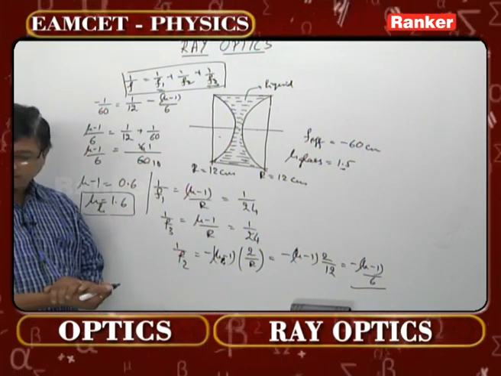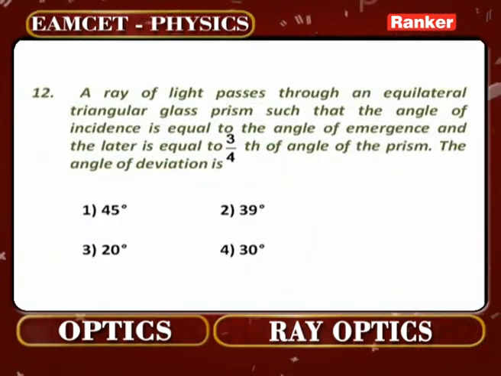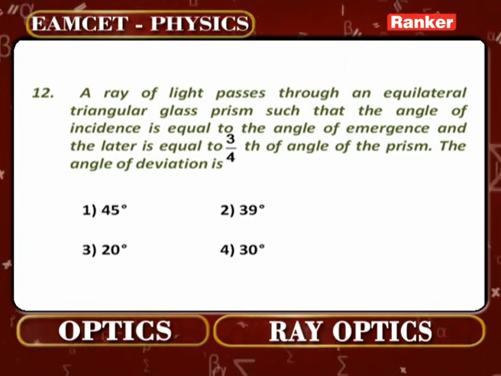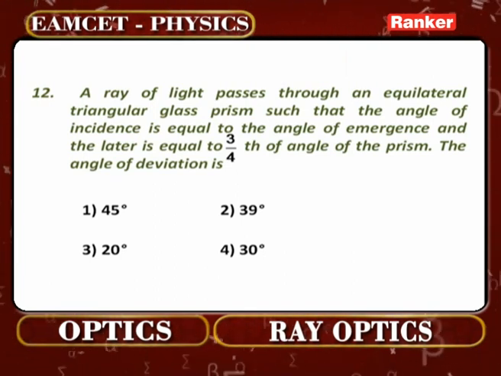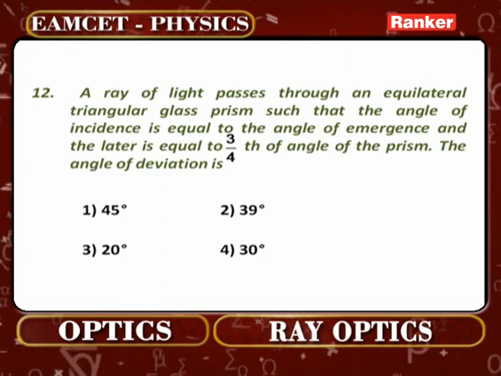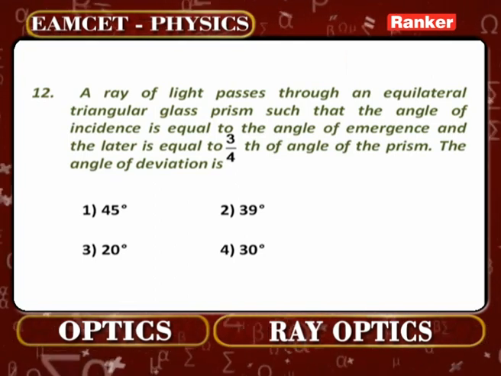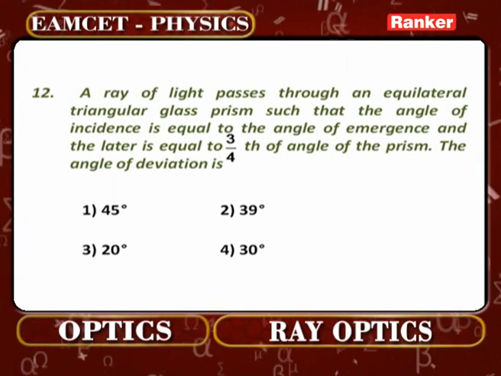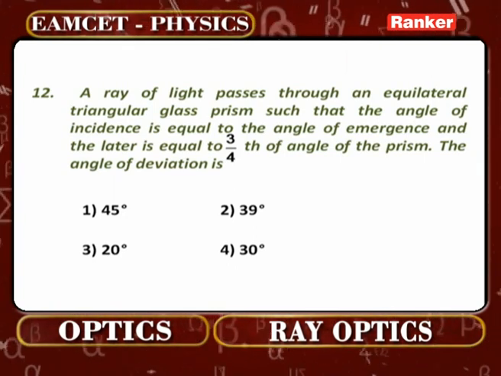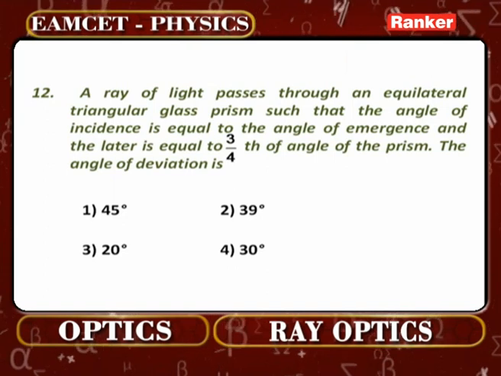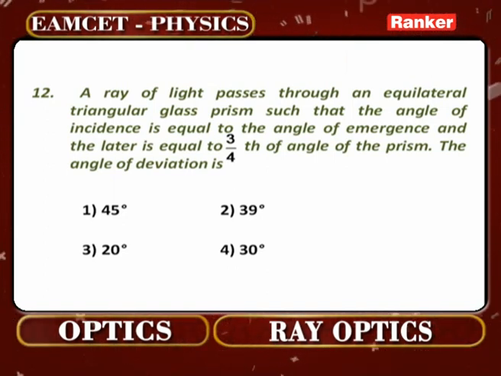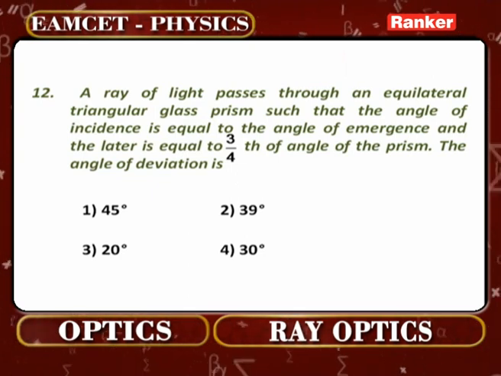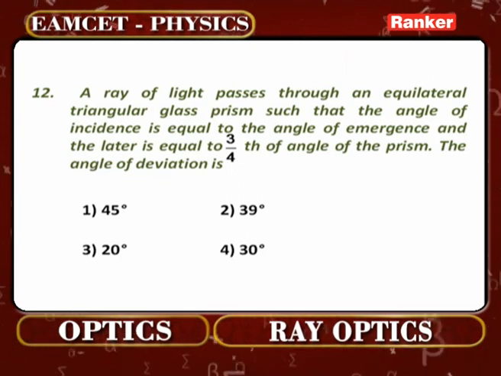Let us take the next number, problem number 12. A ray of light passes through an equilateral triangular glass prism such that the angle of incidence is equal to the angle of emergence and the latter is equal to 3/4 of the angle of the prism. The angle of deviation will be how much? One should directly understand it this way now. It is a prism concept actually. Mu is sine of (A plus Dm) by 2 by sine A by 2, the formula we generally take up.